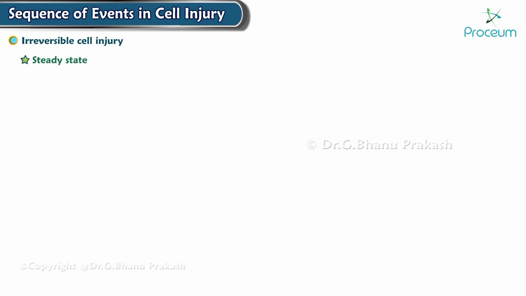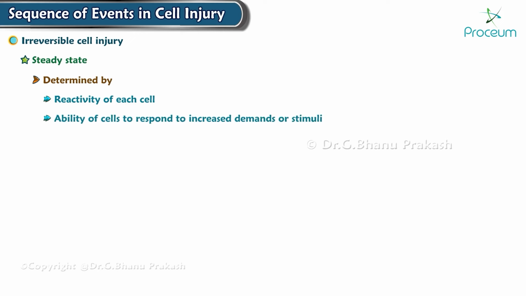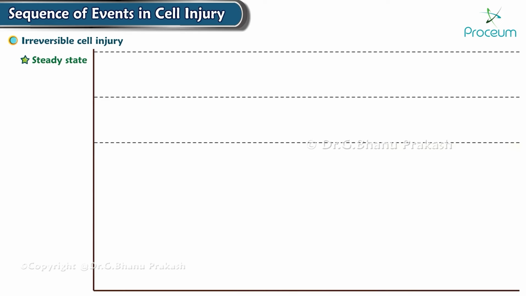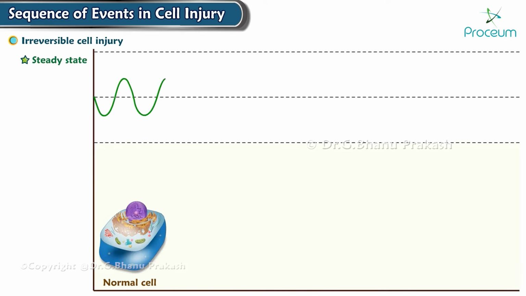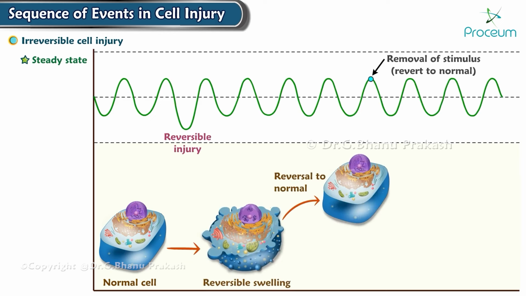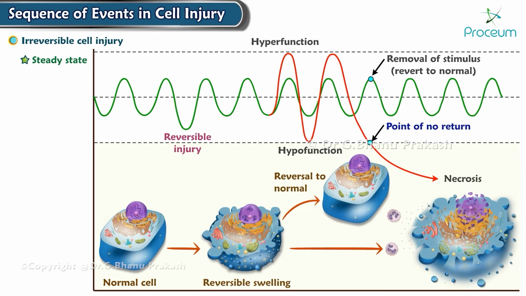The range of steady state is determined by the reactivity of each cell and the ability of the cells to respond to increased demands or stimuli. The above image explains steady state. Increased or decreased functional adaptations are reversible. Once the response to injury passes beyond the point of no return, cell injury becomes irreversible.